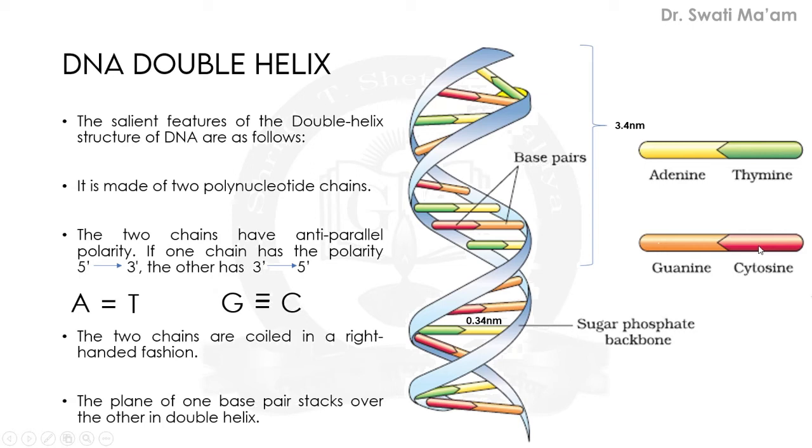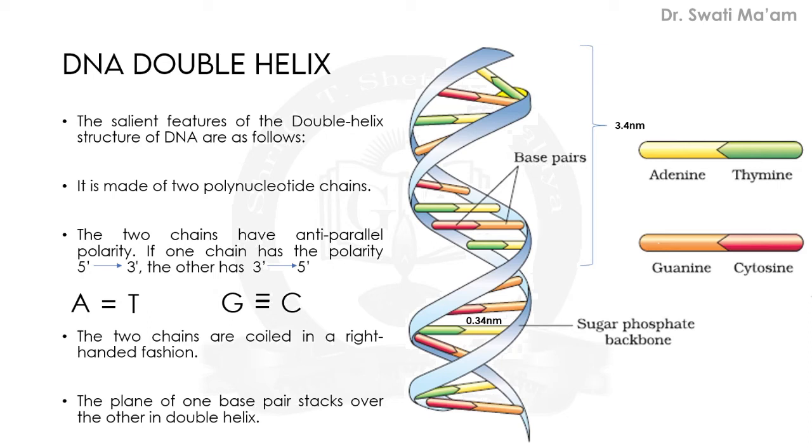Here the 2 chains are coiled in right-handed fashion. So this coiling is right-handed. You can see here, this is the coiling, it is turning like this. So this turning is towards the right-hand side.